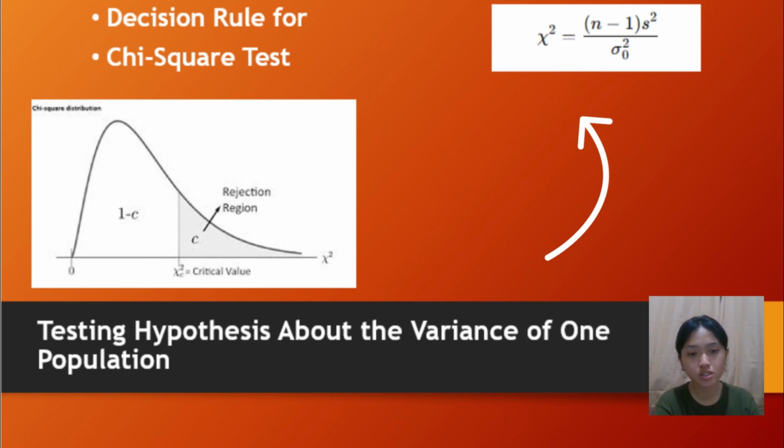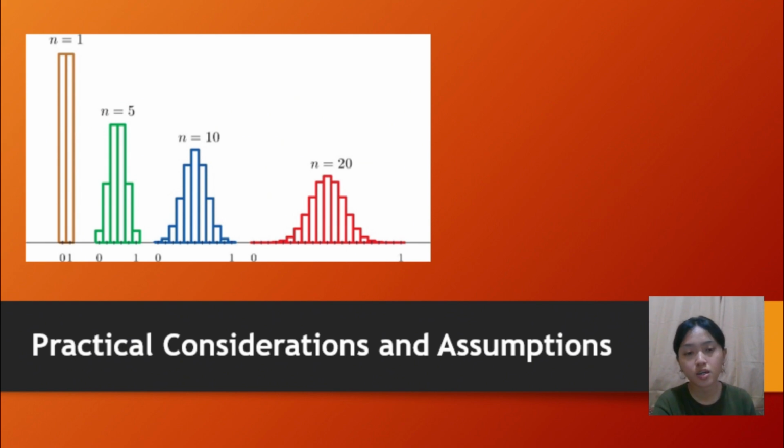Practical considerations and assumptions. It's important to ensure that the assumptions behind these tests are met. For example, in the case of the F-test, the populations should be normally distributed, and the samples should be independent. Additionally, if the sample sizes are small, the test may not be reliable, and we may need to use non-parametric methods or other techniques for variance estimation.